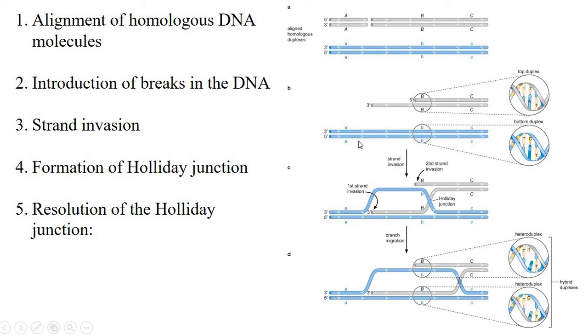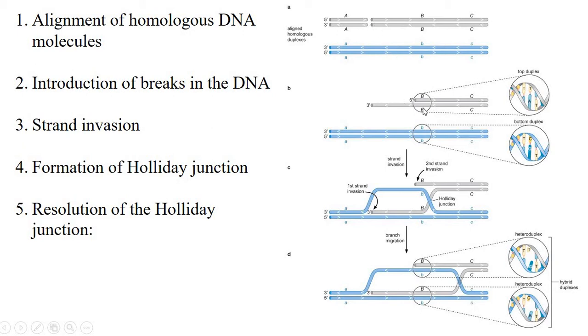Now, here is the alignment of homologous chromosomes. These are two homologous chromosomes, the same portion of the DNA. You can see that this chromosome has dominant alleles and this chromosome has recessive alleles, but they're very similar in sequence. So they found this similar sequence. Once they find it, there's introduction of breaks in the DNA. These breaks are formed by specific enzymes. Once the break is formed, there will be resection.